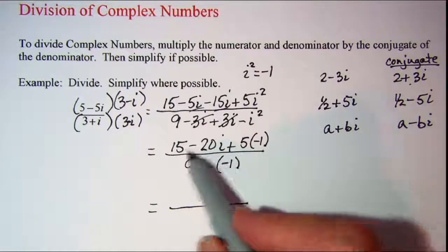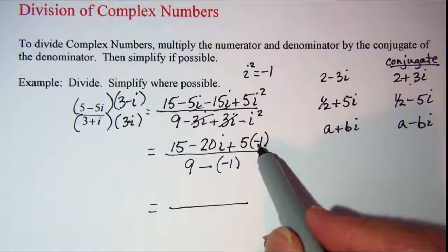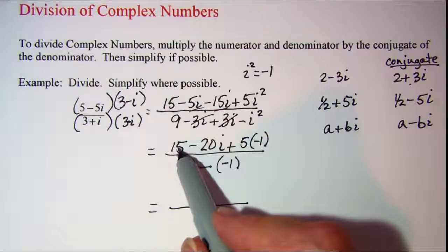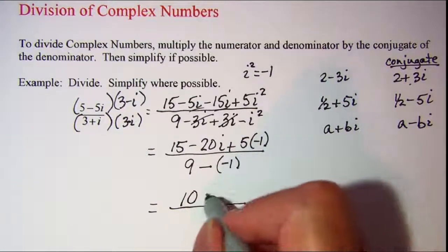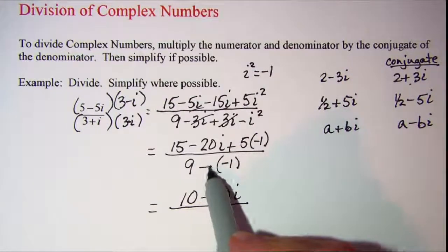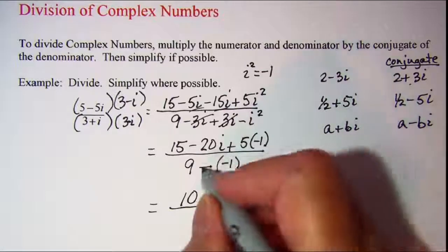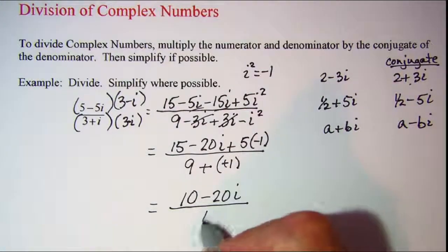Combine, simplify some more up in the numerator. 5 times negative 1 is negative 5. Combining that with the 15, I'll have 10. And then minus 20i. In the bottom I have minus minus, so that's a plus. So 9 plus 1 is 10.